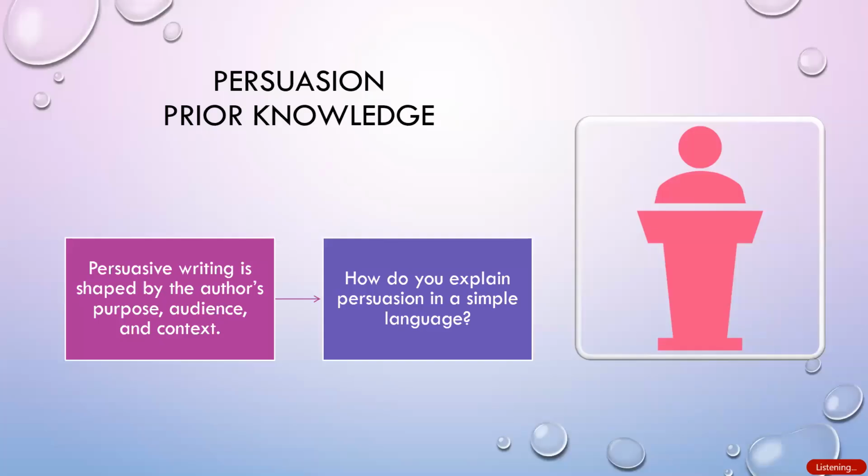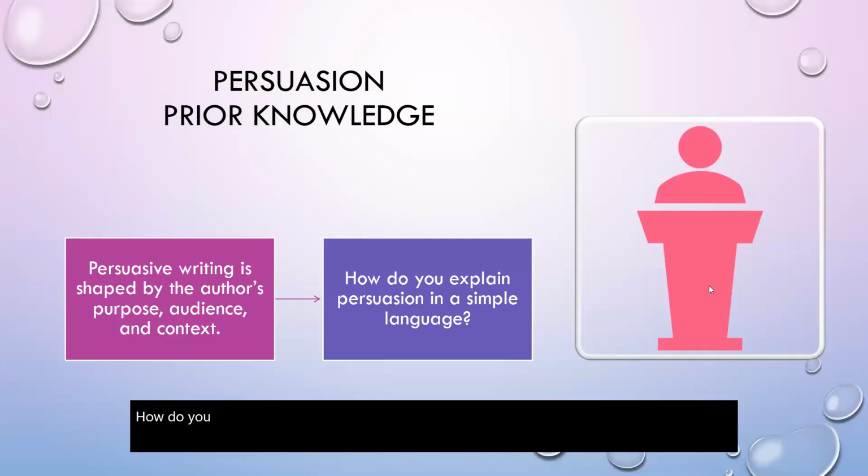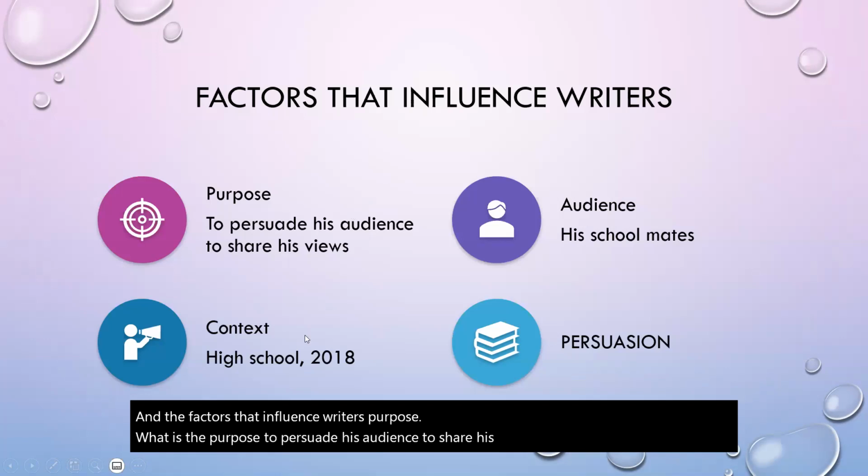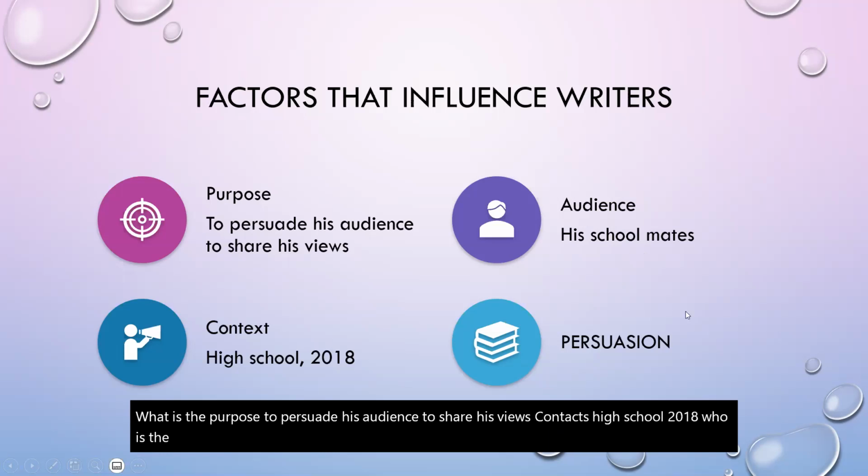And how do you explain persuasion in a simple language? So think about this question. And the factors that influence writer's purpose. What is the purpose? To persuade his audience, to share his views. Context, high school, 2018. Who is the audience? His high school mates. And the persuasion comes.